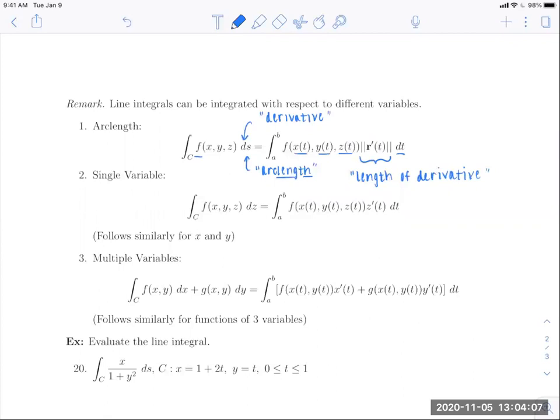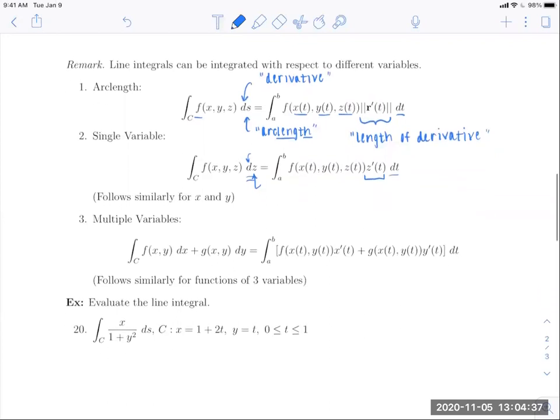We could also integrate with respect to just a single variable. So instead of looking at every variable, let's suppose we just want to do the line integral with respect to z. Again, d is derivative, z is the z component. So you'll notice we just added the derivative of the z component at the end. Again, always integrating with respect to t. I wrote the single variable in terms of z, but a similar definition holds for dx and dy.